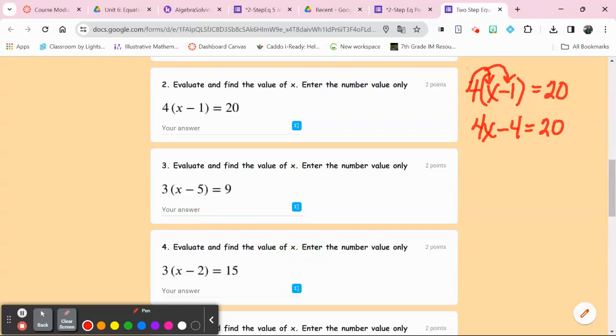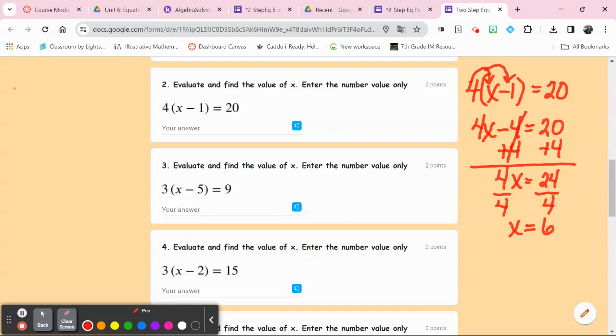Now I'm going to solve that just like my other two-step equations. The first thing I always move is the number without a variable or letter. The opposite of minus 4 is plus 4, or a positive 4, to both sides of the equation to keep it balanced. That leaves me with 4x equals 24. The opposite of multiplying by 4 is dividing by 4. And that leaves me with 24 divided by 4, which is 6.